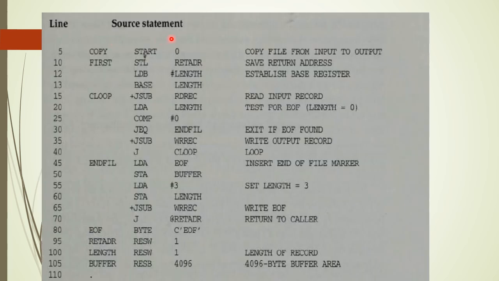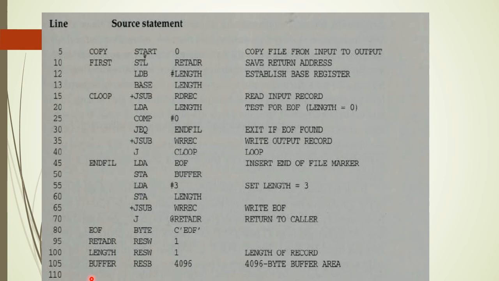This is an example program. This is an example program for SIC/XE machine. Here the name of the program is COPY and the starting address of the program is 0. As I already mentioned, the line numbers are just for our reference. There is no extra meaning for these line numbers.